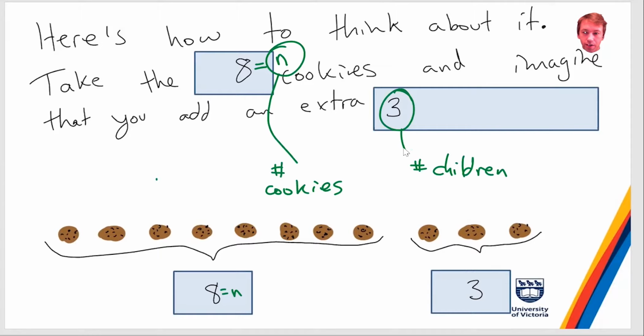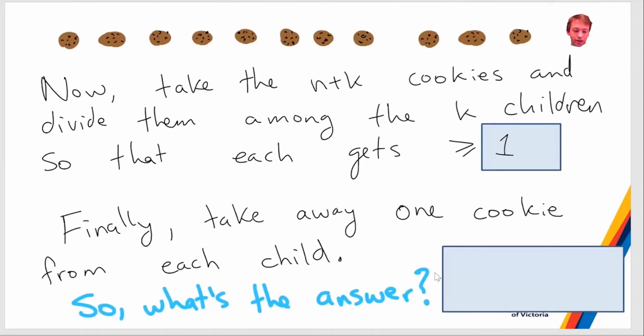Or sorry, another k, let's say. K is the number of children. Okay, so we take these n plus k cookies, or in our example, 11 cookies, and we're going to divide up those 11 cookies so that every child gets at least 1, and then we're going to take 1 away from each child, right?